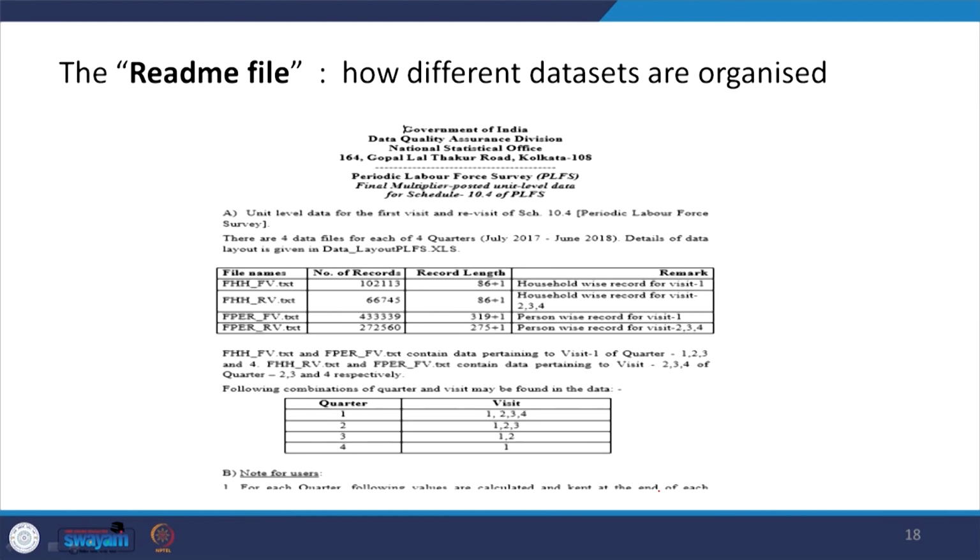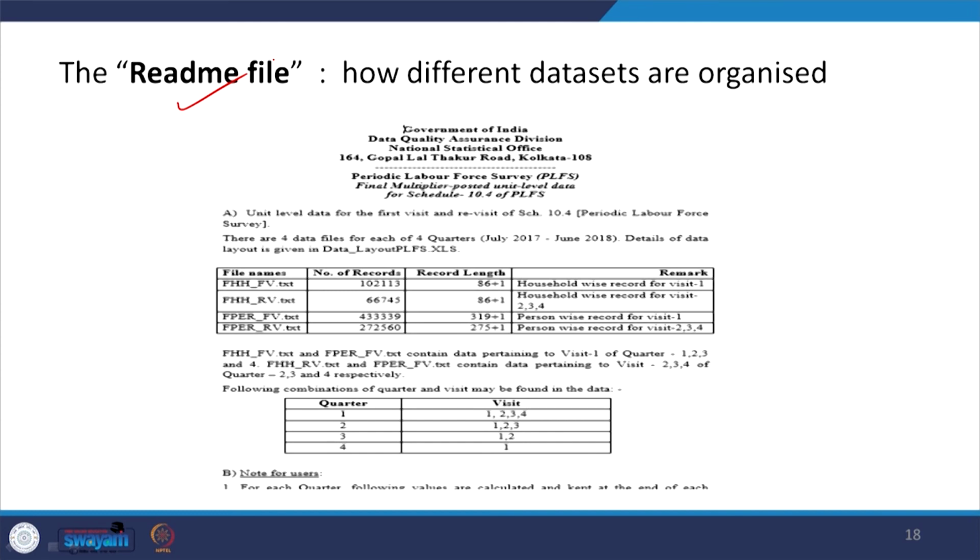Now, regarding the third most important aspect, the readme file. The readme file is important because it contains so much information on each variable, and their codes are clearly described. As I mentioned, we are referring to the readme file of the PLFS round, that is PLFS rounds of 2017-18, studied from July 2017 to June 2018.